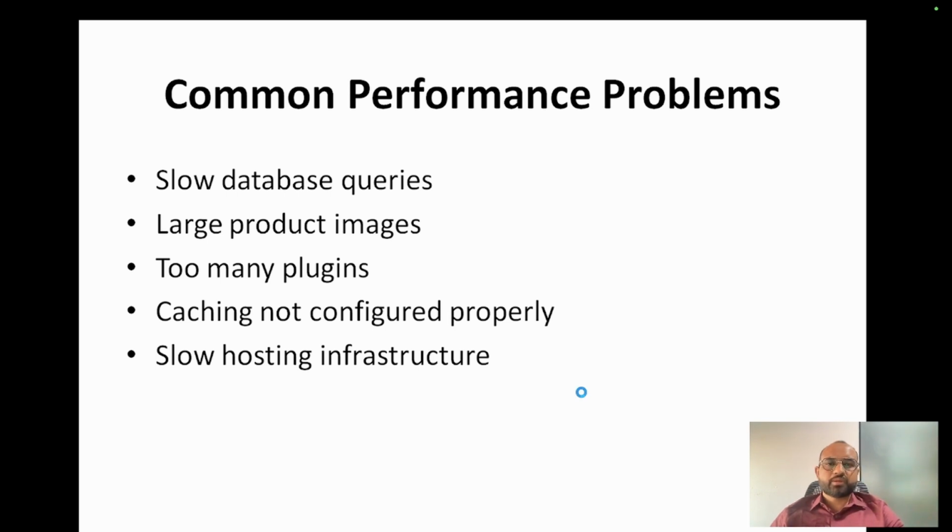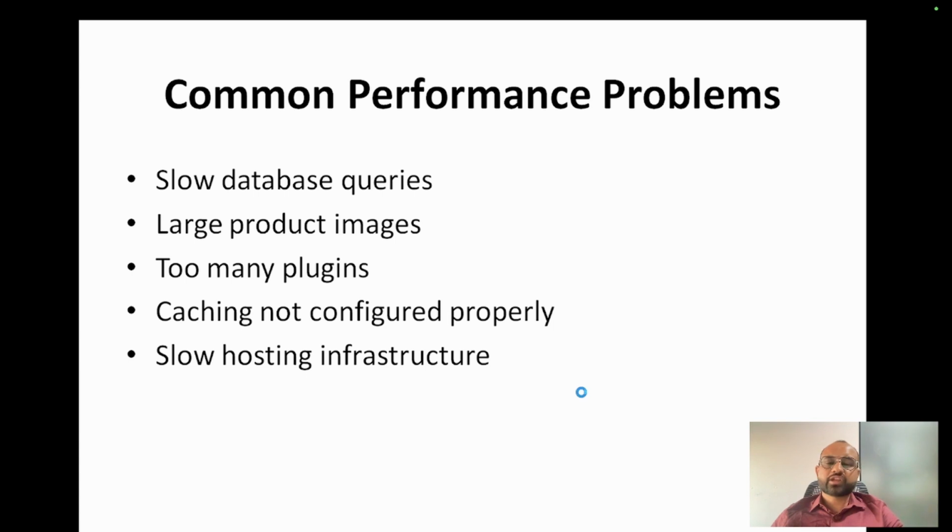Common performance problems: what are the common problems that you need to check as a developer and as a business? First, slow database queries. You need to check which queries are running slowly in your software. For example, while you are using a plugin, if the plugin has some problems, a slow query will make your entire page slow. So this is the first thing you need to check.